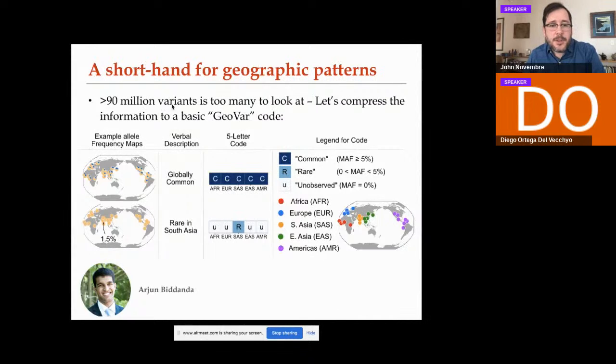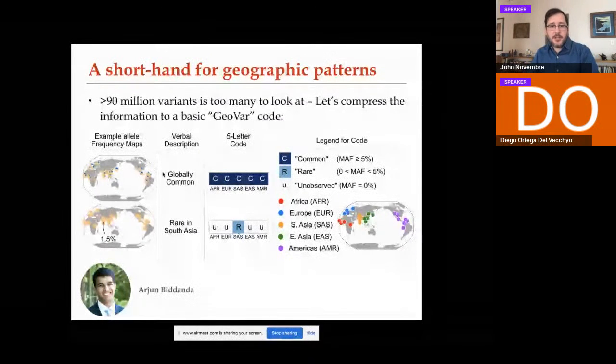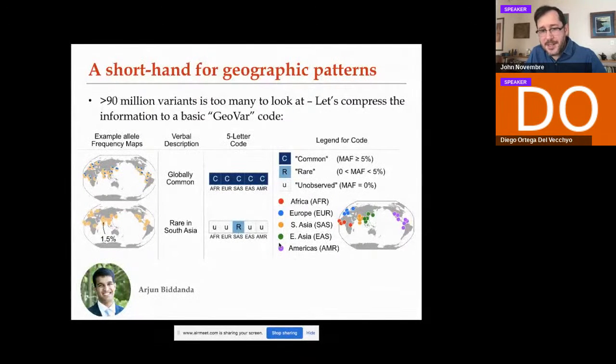So what we've done is come up with this idea of compressing the information to what we call a GeoVar code. This is very simple-minded. The idea is that this is simple enough that it can be used in teaching. So the allele frequency map, where this pattern represents something that is globally common, can be represented by just a 5-digit string, where we use the supergroup designations, an idea taken from the 1,000 Genomes paper, and mark whether a variant is common, rare, or unobserved within a particular region.